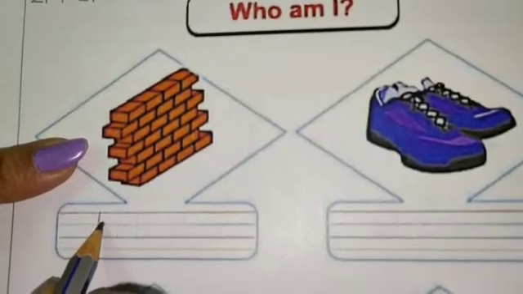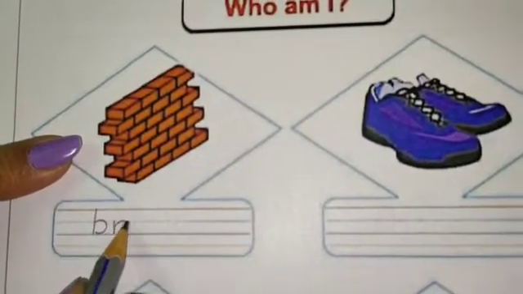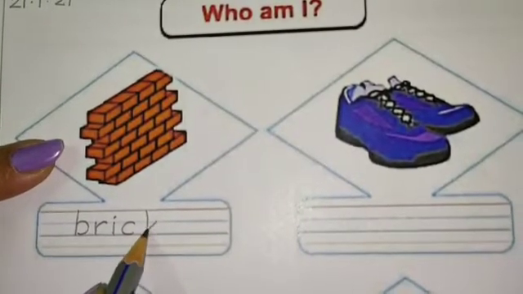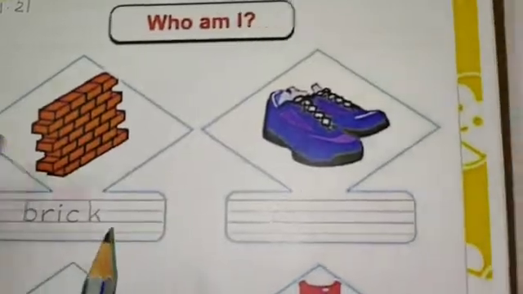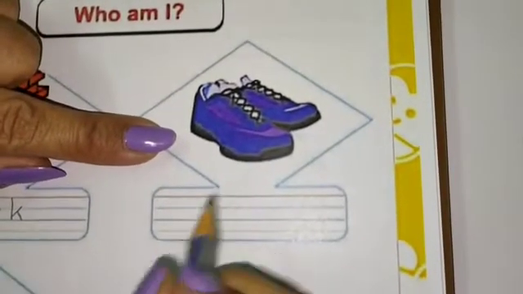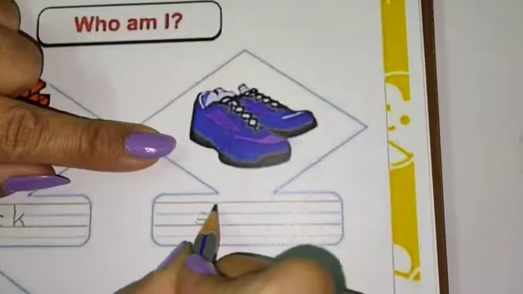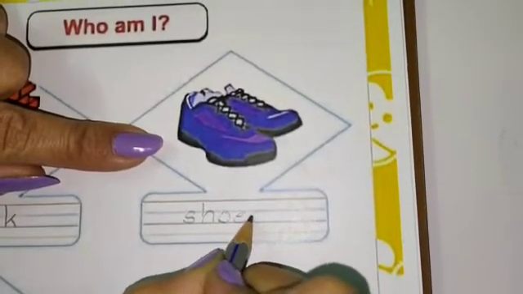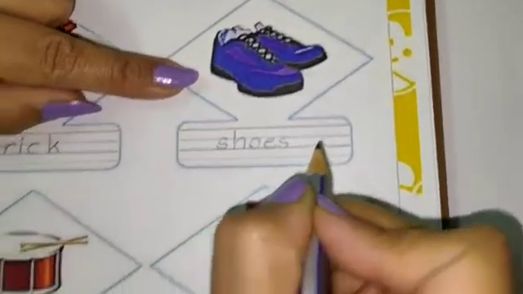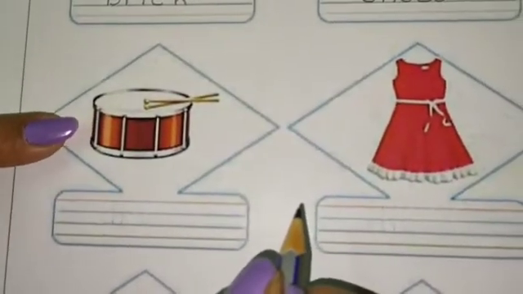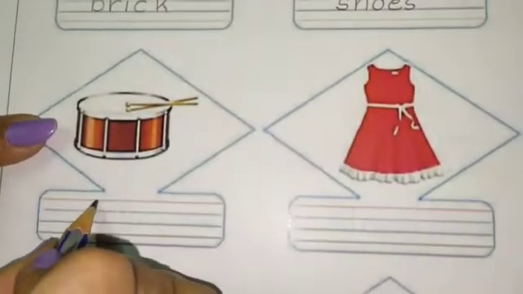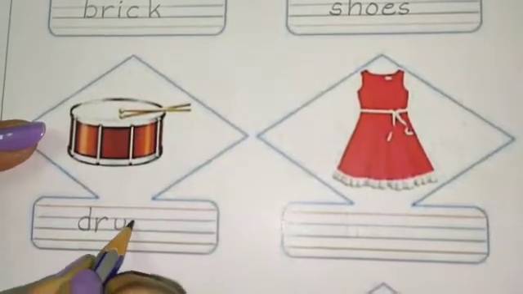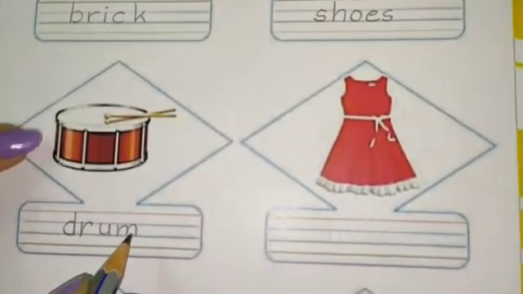Okay. Now the first picture is, yes, brick. So we will write B, R, I, C, K. Brick. Next we have shoes. S, H, O, E, S. Shoes. Then what picture is this? Yes, drum. D, R, U, M, drum.